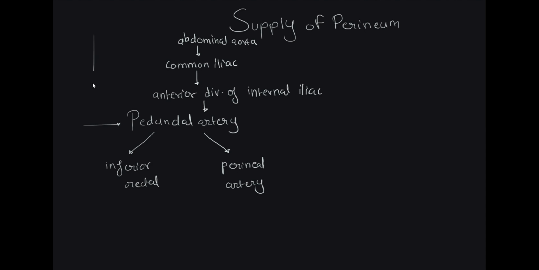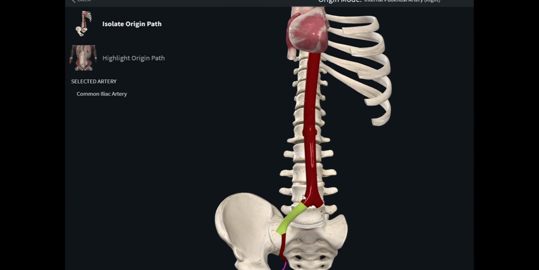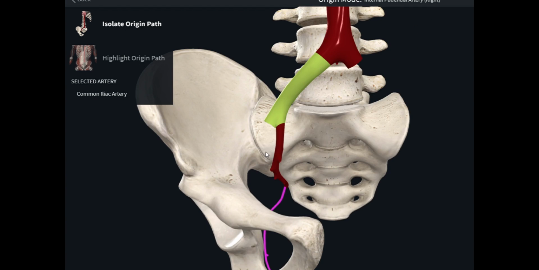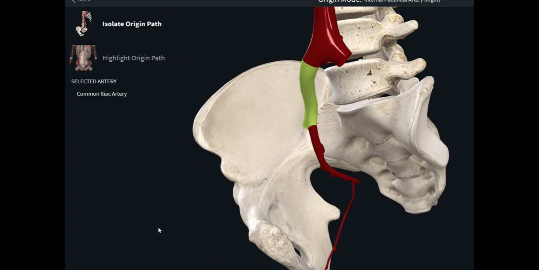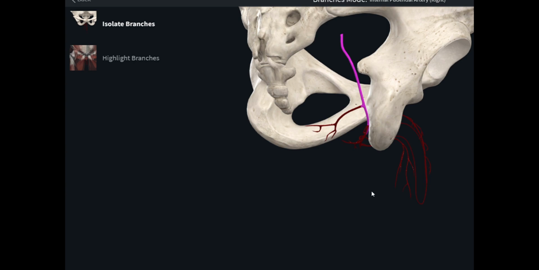So as you can see the progression from above to downwards, and how there is the major supply from the aorta, and the ultimate branches are the inferior rectal and the perineal. So as you can see here, that's the abdominal aorta, and that's the common iliac artery. And then coming off of the common iliac artery, we have the internal iliac artery, and then ultimately we have the perineal artery right there.